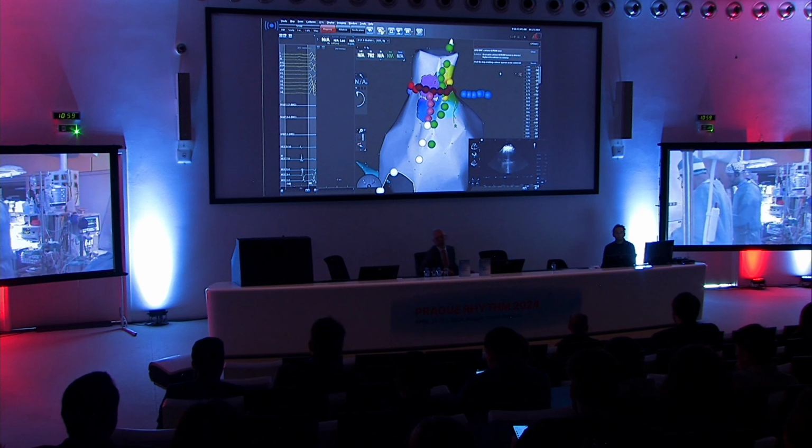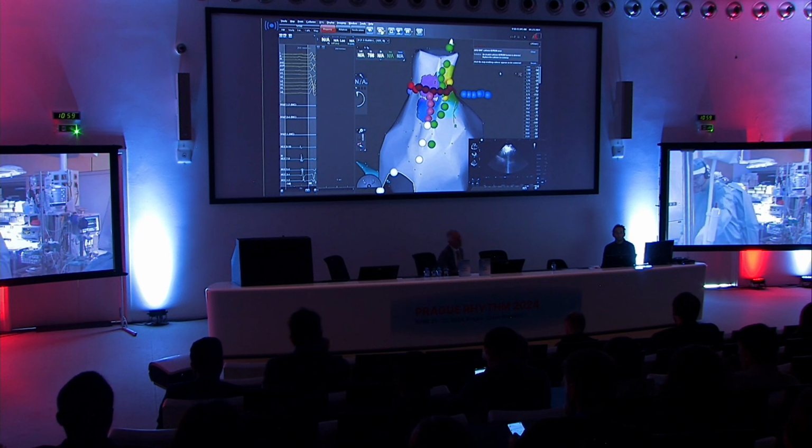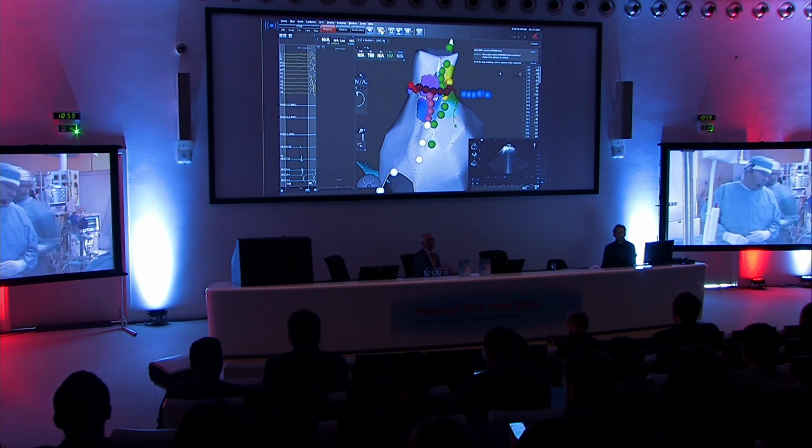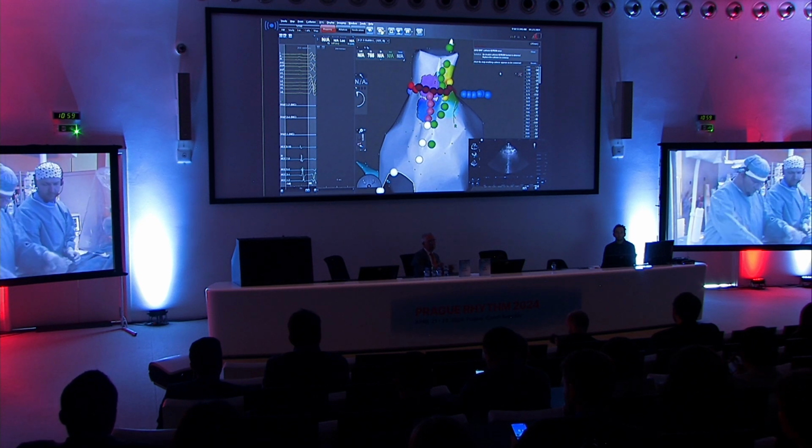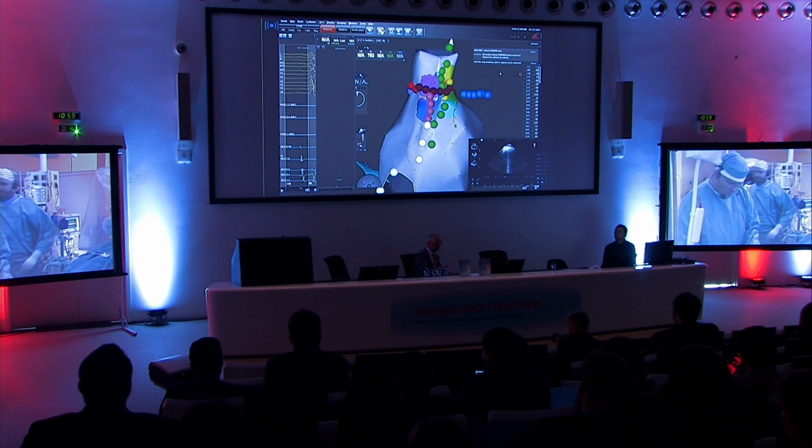They did a lot of PV isolation using this galvanized system. And the galvanized system was really the very first system after Farapulse to go to the market with a CE mark. But you need to understand, it's a generator created by the company, but it's really not tested properly, I guess. And the problem is that that catheter, I think, is gone.